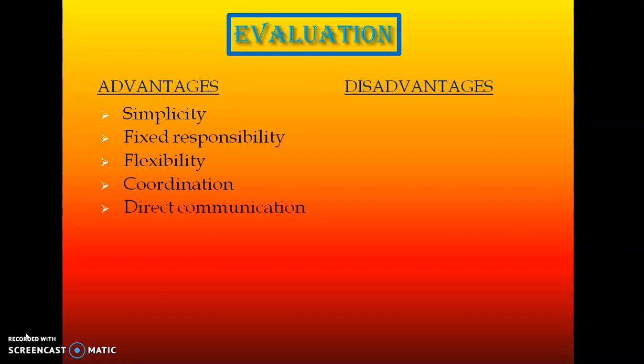Next one is direct communication. Definitely, one whole line, top to bottom, bottom to top, if we communicate, we have one boss as well as one subordinate, so communication is direct. General manager will talk to managing director will talk to particular manager, like different managers, finance manager, production manager, etc. And that manager will talk to workers. There will be a direct communication.